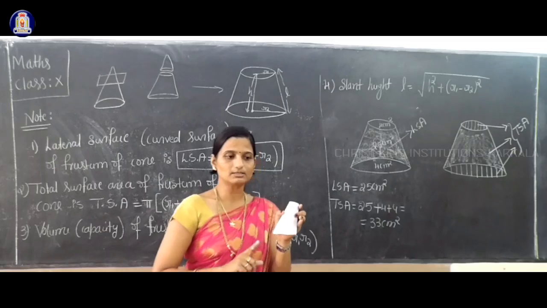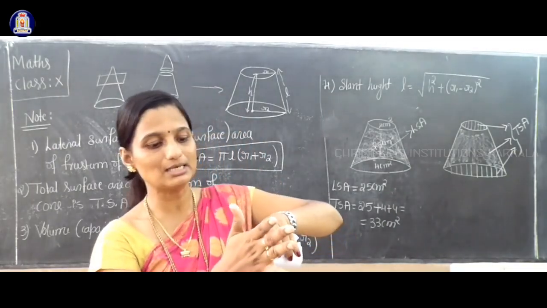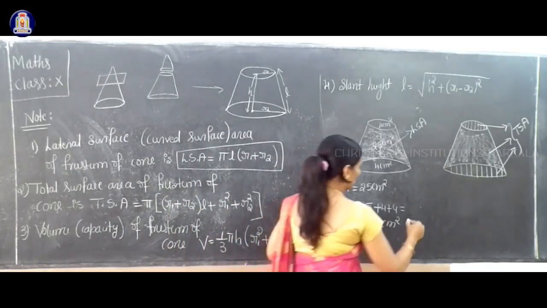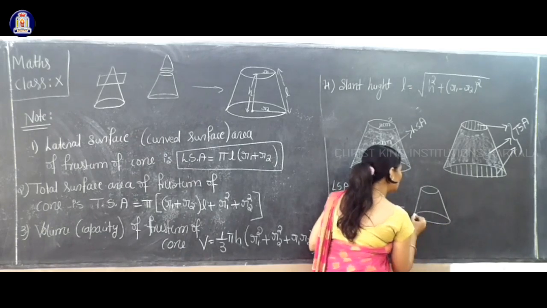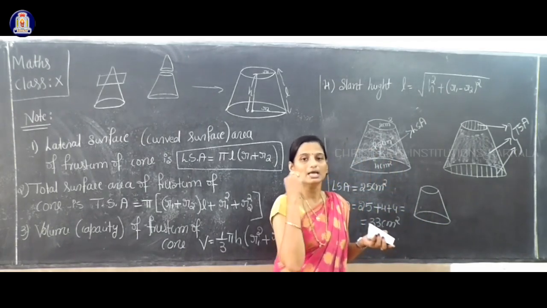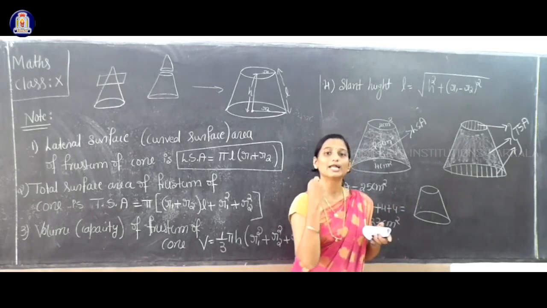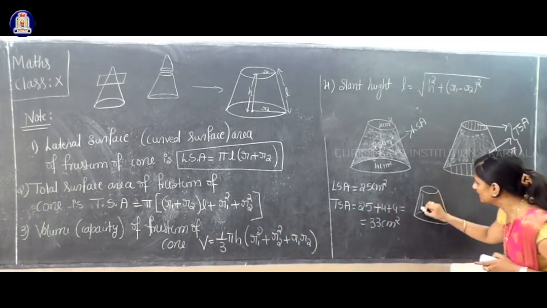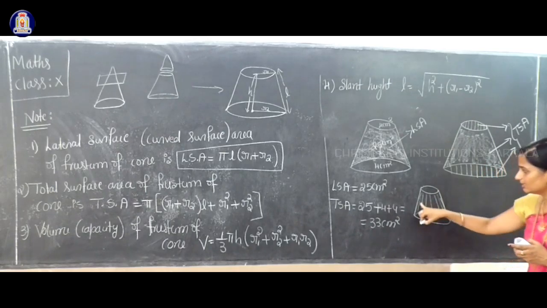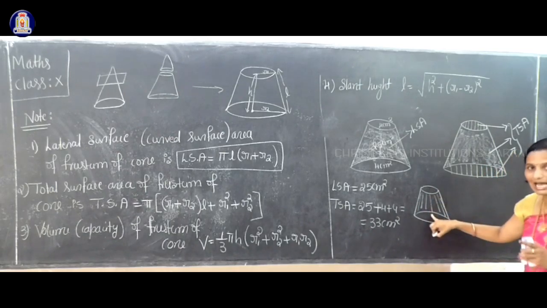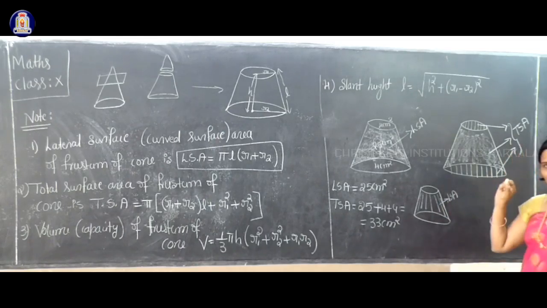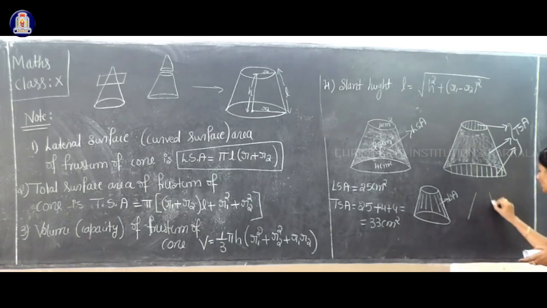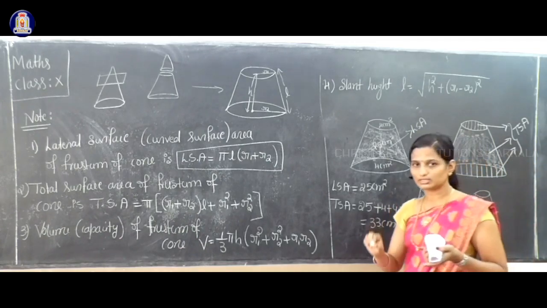Suppose the question is assumed to be closed, which I'll show you in the figure. Suppose your figure is like this. If it is open on both sides and the question says find the surface area, the ends are not shaded, which means both ends are open. So find the surface area means what? Lateral surface area. Clear?